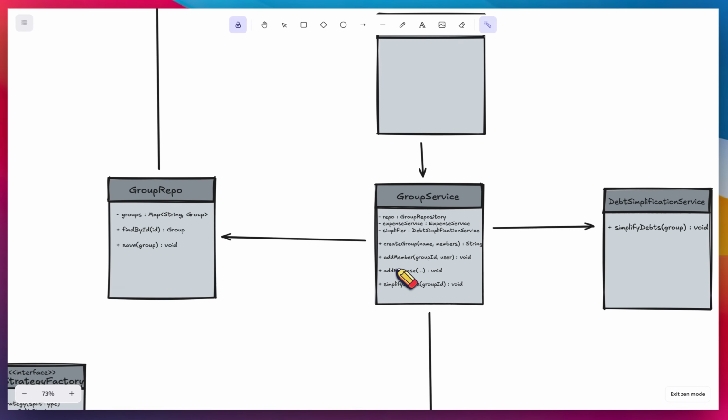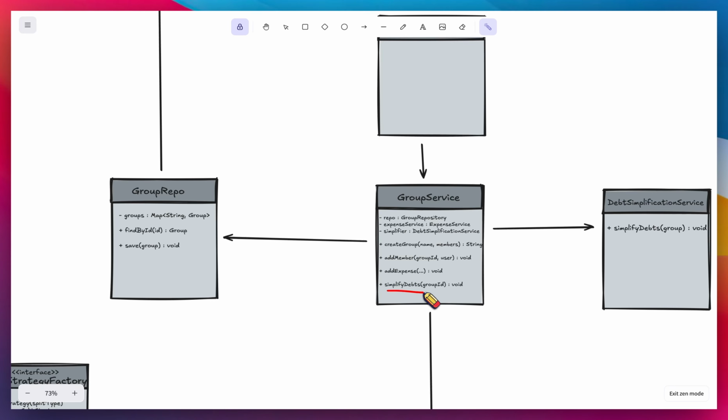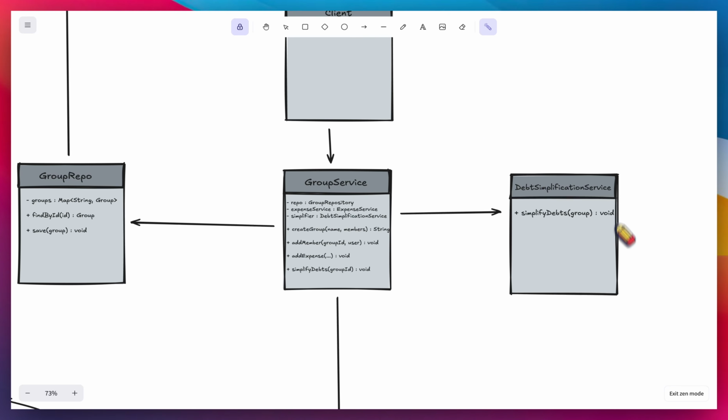Okay. Now, in order to perform the debt simplification functionality, I have created one separate class where the logic of that function would be lying. Right. So if the user wants to perform simplification of the debt, then obviously the user would be interacting with the group service, and group service will interact with the debt simplification service and get the simplified output. And whenever the user wants to add an expense, at that time again the user will interact with the group service and call this function called add expense.